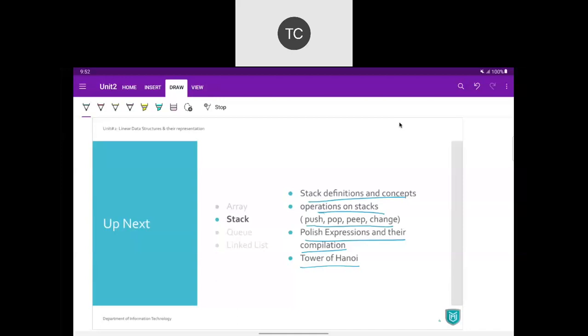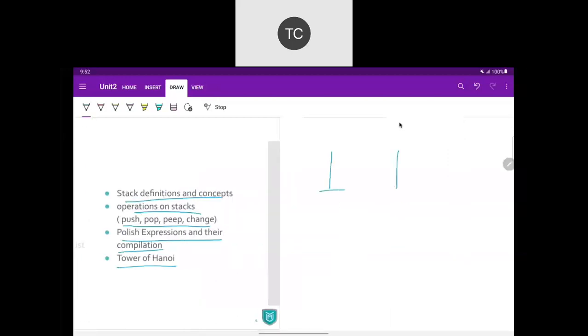You have source, spare, and destination, 3 poles, and inside your source pole you have a number of disks with different sizes. Let's say we consider 3 disks right now with different sizes. The requirement or the puzzle here is to transfer all the disks from source to destination.